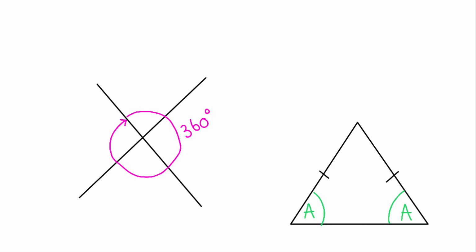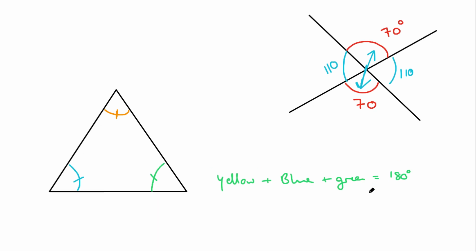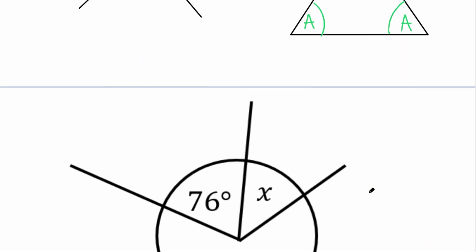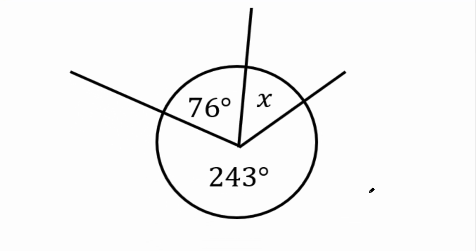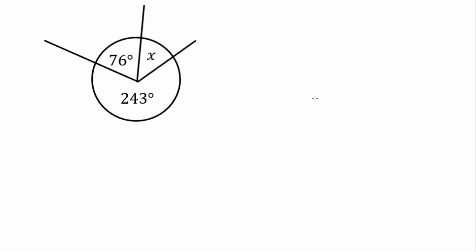So all of these mathematical facts, these geometric facts, they're called theorems, but what we can do is we can use them to solve problems. And one of the problems that we might be asked to look at is this guy here. So it's 76 degrees, X, and 243. So how am I going to solve that?